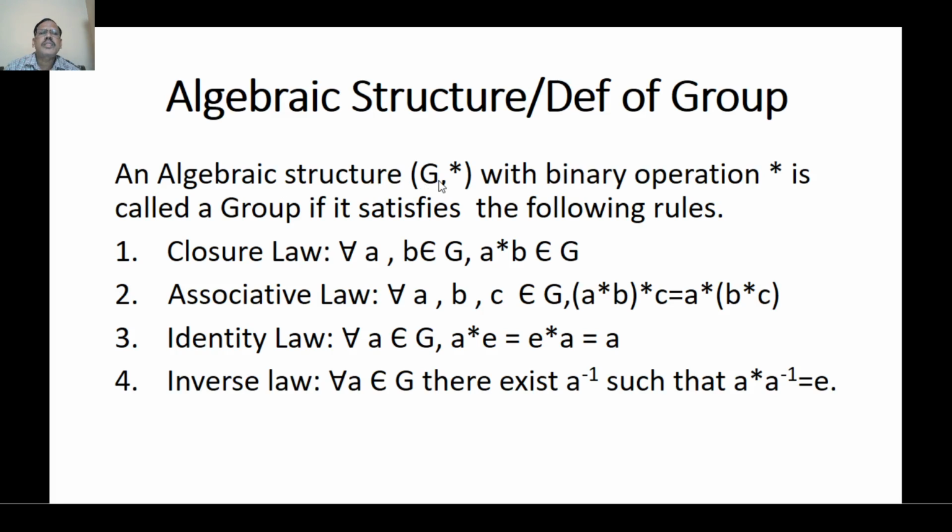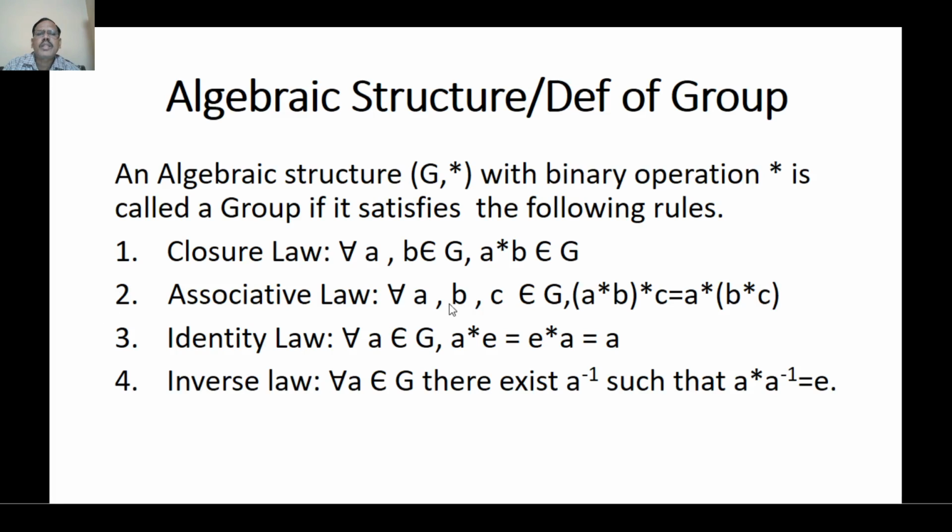An algebraic structure G with binary operation star is called a group if it satisfies the following properties or rules. First, you take an algebraic structure G, that is, G is a non-empty set with binary operation star. It is called a group if it satisfies the following axioms or rules or properties. First one is closure property or closure law, associative law, identity law and inverse law. Closure law means for all a, b belongs to G, a star b belongs to G.